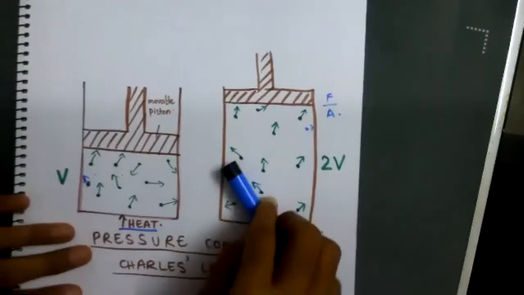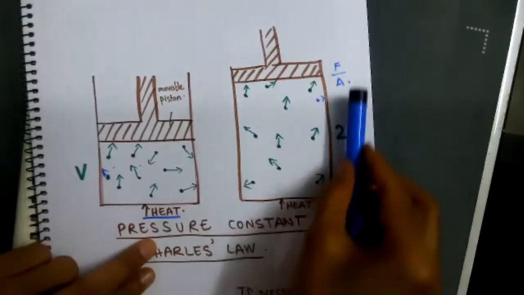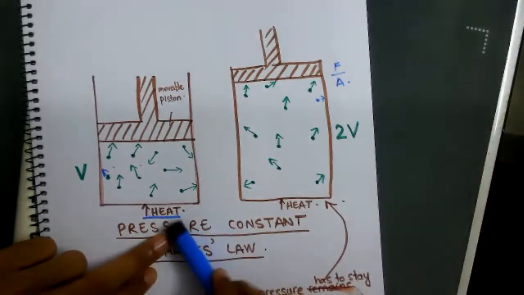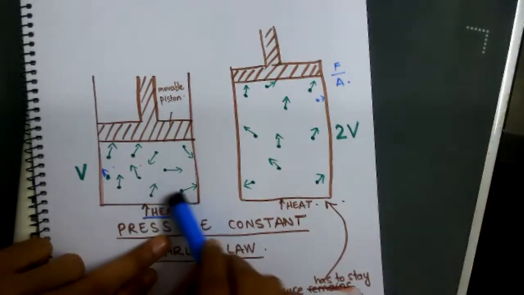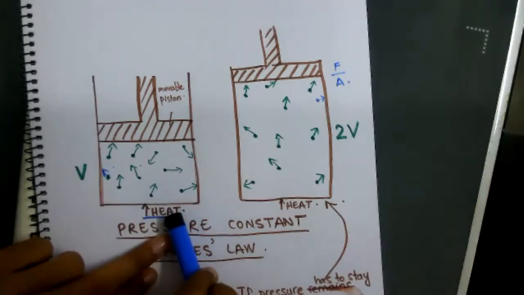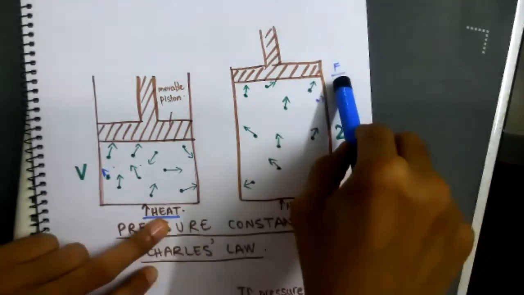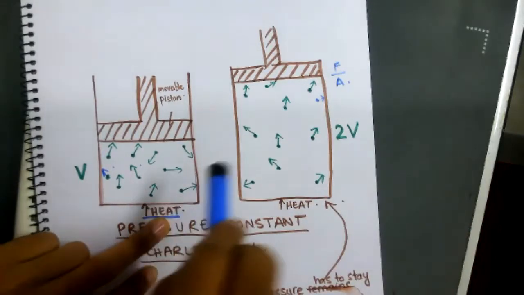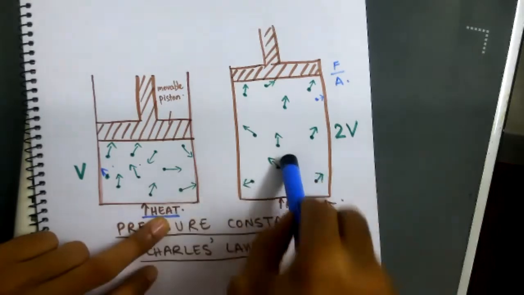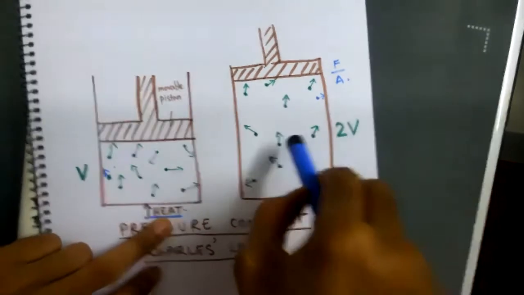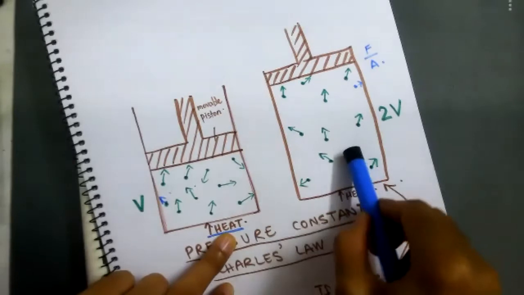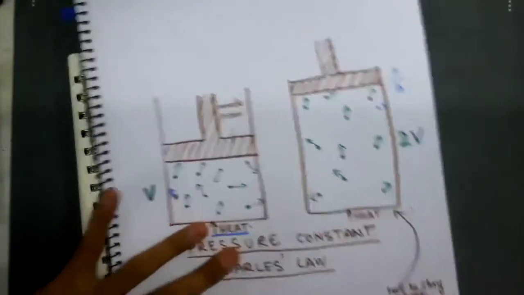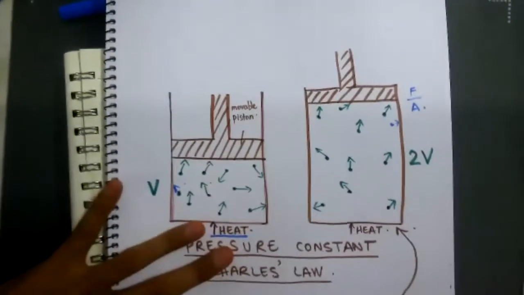So if you want to keep the force per unit area constant, meaning pressure constant, but you are increasing the temperature because you are providing heat, that means you are providing kinetic energy, and that means they must be colliding more violently, more forcefully. No, on my screen it's tilted. Okay, on my screen this is straight.